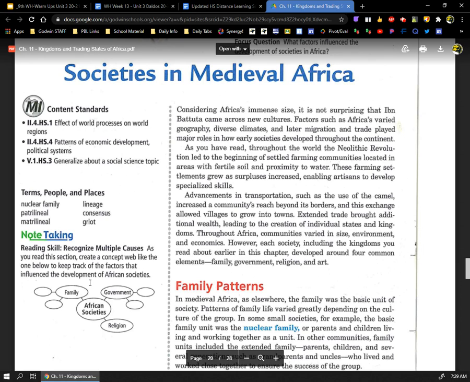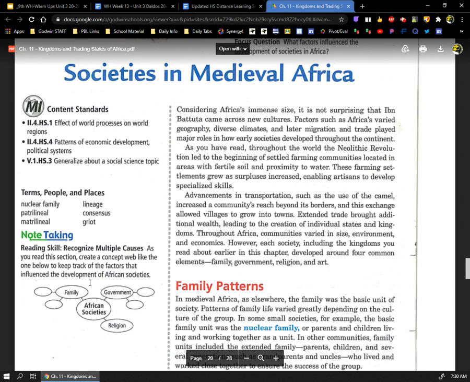As you read, throughout the New World, the Neolithic Revolution led to the beginning of settled farm communities located in areas with fertile soil and proximity to water. These farming settlements grew as surpluses increased, enabling artisans to develop specialized skills. Advancements in transportation, such as the use of the camel, increased the community's reach beyond its borders, and this exchange allowed villages to grow into towns. Extended trade brought additional wealth, leading to the creation of individual states and kingdoms.